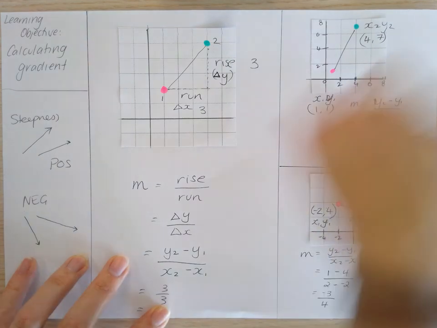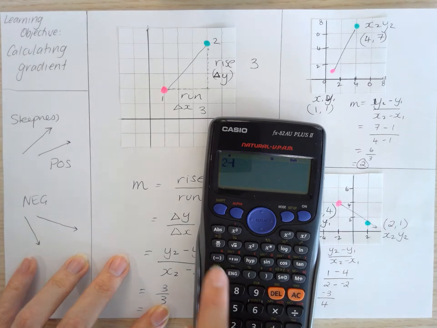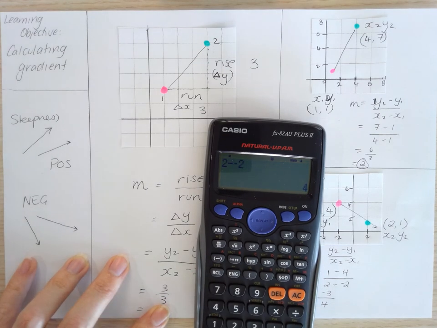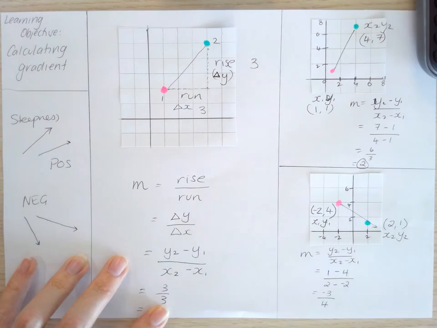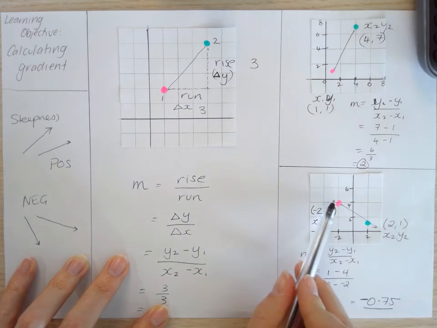If you would like me to check that on the calculator for you, happy to do that. Sorry, what are we doing? 2 minus -2 will give us our 4 there. And then our -3 divided by 4 will actually give us -0.75. So this is a smaller gradient, but it is a negative one because it is going downhill.